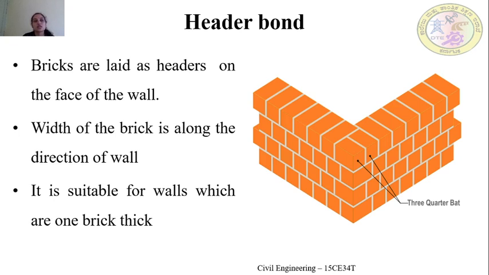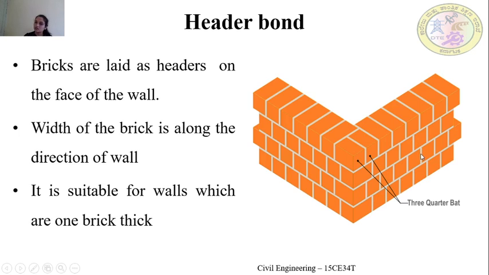Next type of bond is the header bond. Header bond means, let's look into this picture. Just forget about the corner. In the corner places, I'll explain it later. Header bond means you can observe here the header facing, or the width of the brick, is placed to the face of the wall. This is also the header facing. This is also the header facing. In this particular course, all the header facing bricks are laid.